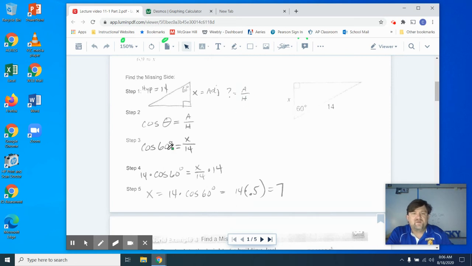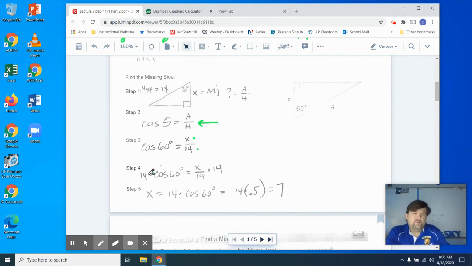What is adjacent over hypotenuse? It is cosine. That's what we talked about yesterday. Since it's adjacent over hypotenuse, my adjacent side is x, and I put it right there. My hypotenuse is 14, put it right here. And then what is theta? Theta is 60 degrees, so it's the cosine of 60 degrees.